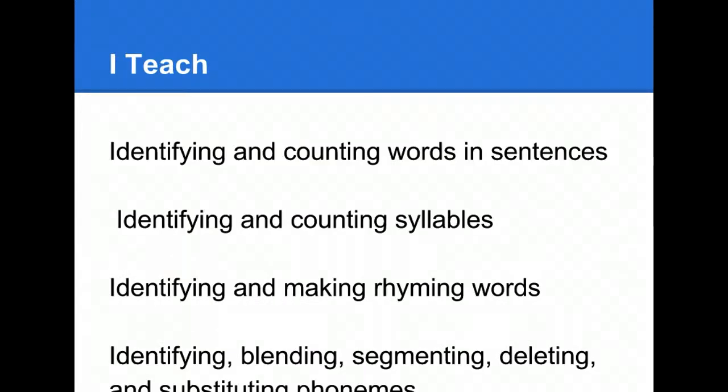So what should you teach if you're doing phonemic awareness? Well, things like, how do you identify and count words in a sentence? How do you identify and count syllables? Rhyming words, pig, fig, just a Dr. Seuss book. But then the harder stuff, when we think about this on a scale: identifying, blending, segmenting, deleting, and substituting phonemes.